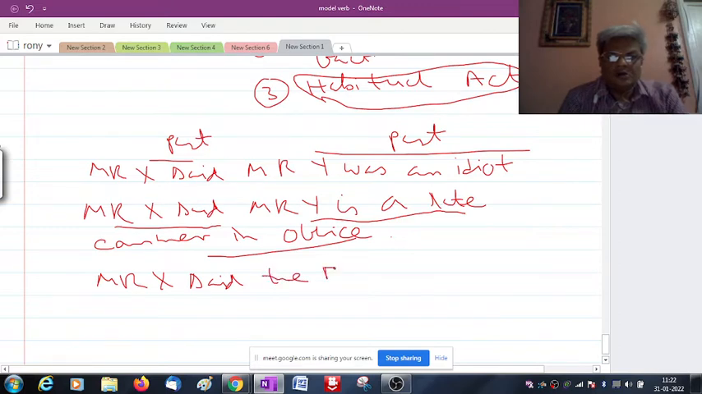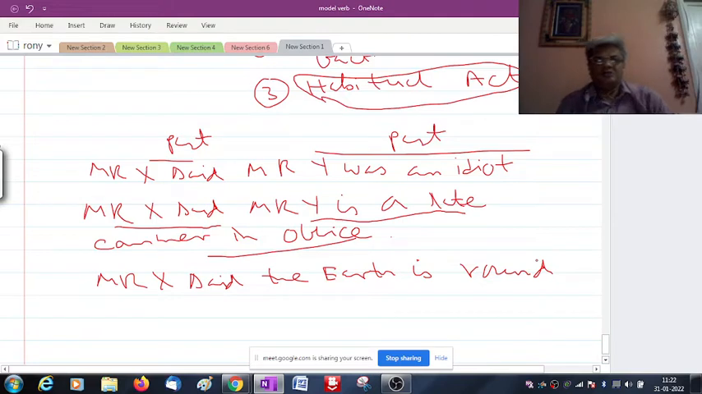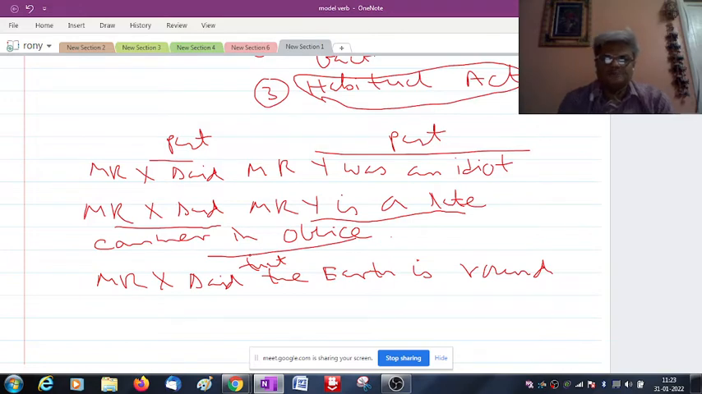Mr. X said the earth is round. Or you can also use "that." Doesn't matter, either without that or with that. The earth is round is a universal fact. So whenever you are using some universal fact, it should be followed by present tense. Got it? Have you understood it? Yes, sir.